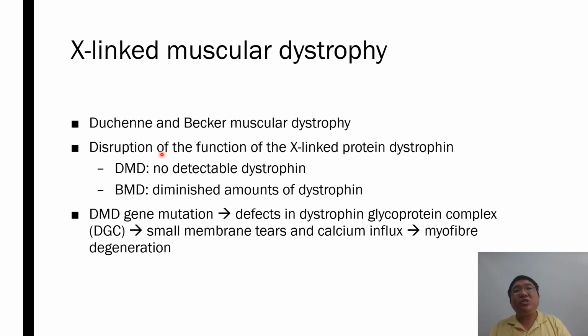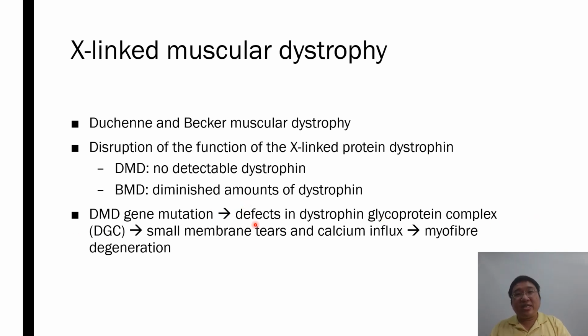So there is disruption of the function of the X-linked protein called dystrophin. Just remember the name, dystrophin. In Duchenne, there is no dystrophin at all. In Becker, there is some amount of dystrophin. So dystrophin is still present, but at a low amount. So the problem is the mutation of the DMD gene, and the mutation results in defects in the dystrophin glycoprotein complex.